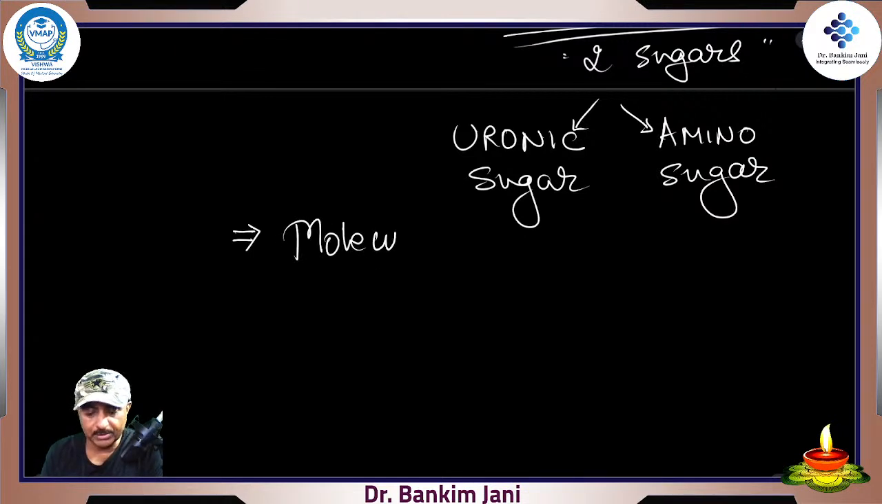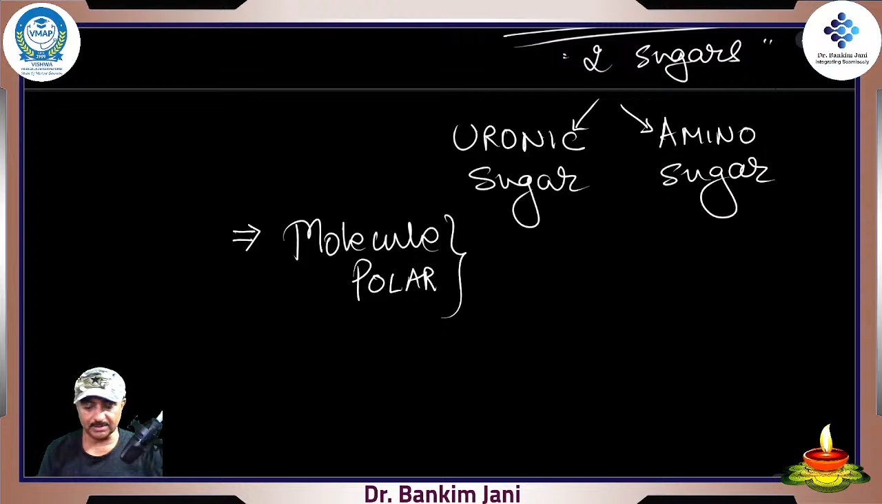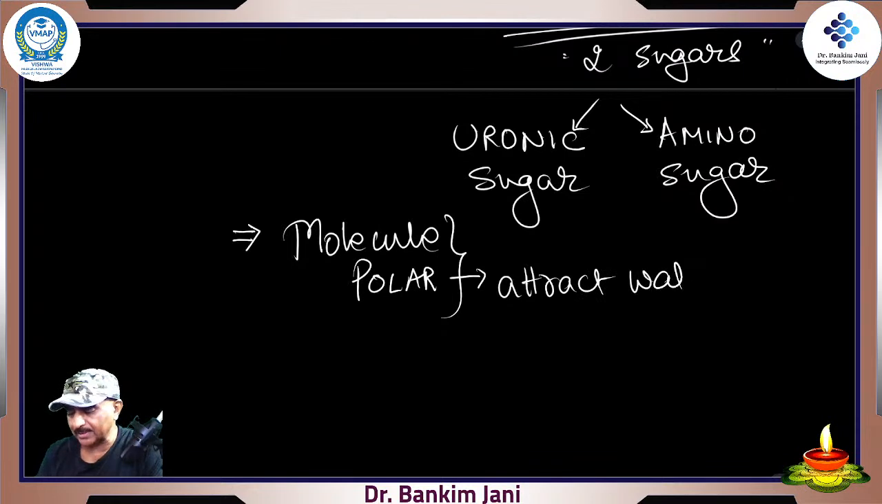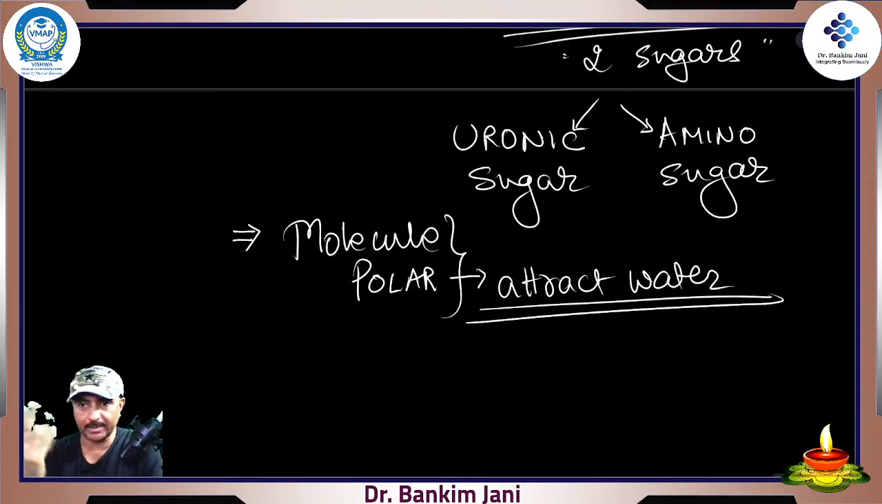This molecule is called polar. Now, when it is polar, it suddenly becomes very romantic, and it will start attracting water. It has tremendous attraction for water. So obviously, such a substance which attracts water is very nice for two purposes. One, it is a very good lubricant. The body says we'll be using it as a lubricant. So where should we put this thing?